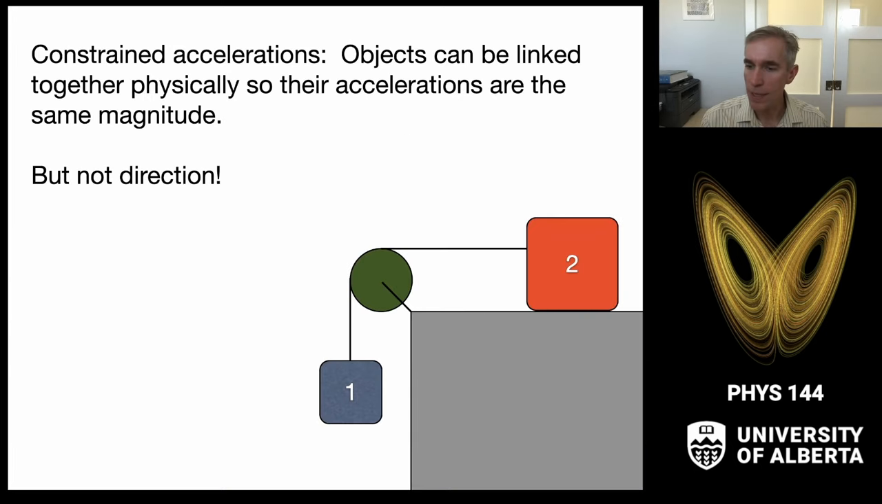We also will encounter the idea of constrained accelerations. We'll explore this in a little more detail later. But we often use ropes and pulley systems to connect objects together physically, and so their accelerations will have the same magnitude, but not necessarily the same direction here. So here, object 1 and 2 will have different directions they are accelerating in, even though the magnitude of those accelerations are going to be related to each other. In this case, they'll be equal, but in some systems, they are simply mathematically related.